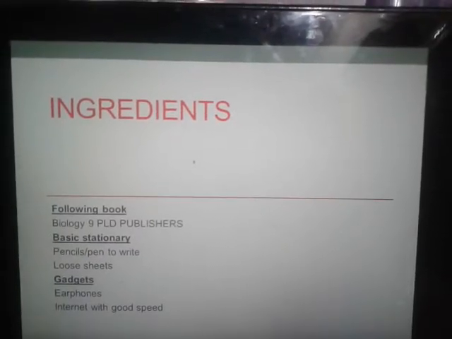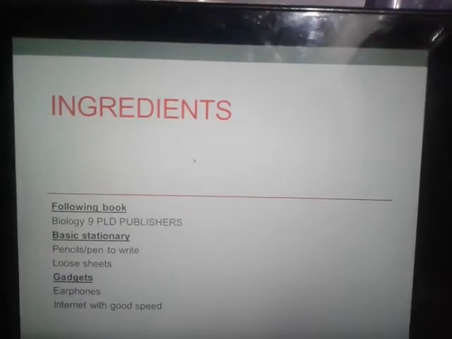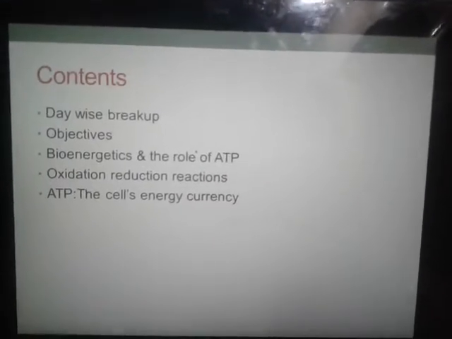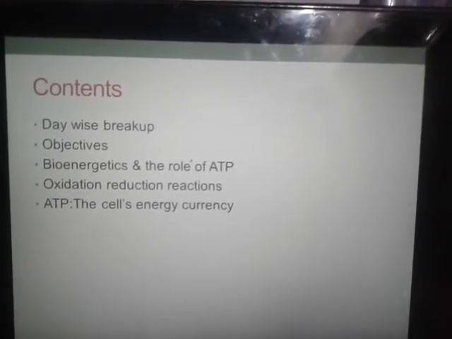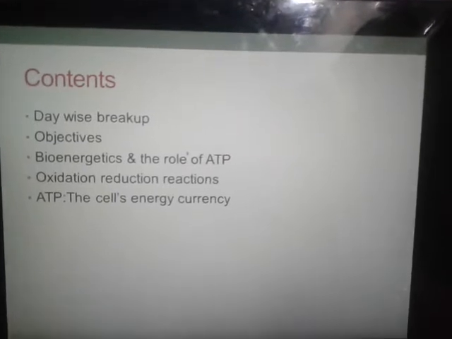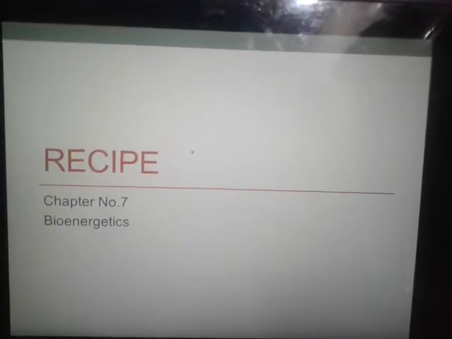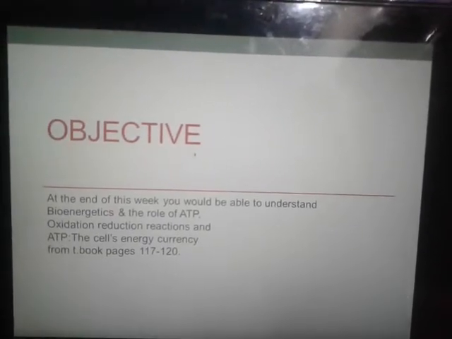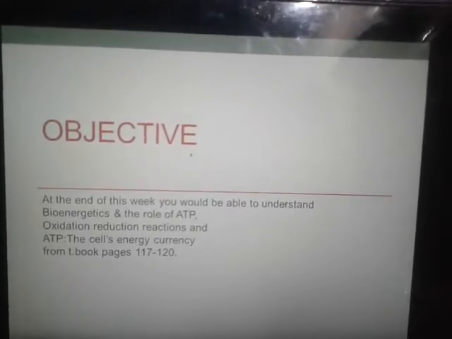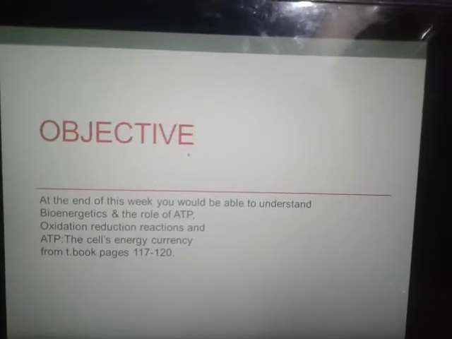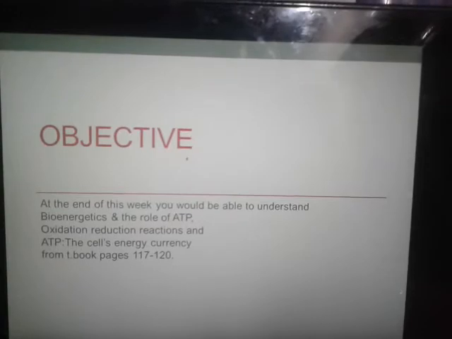You must have basic stationery, gadgets, and the Biology 9 PLD Publishers book. Contents include device breakup, objectives, bioenergetics and the role of ATP, oxidation reduction reactions, and ATP, the cell's energy currency. Chapter number 7, bioenergetics. Objective: at the end of this week you will be able to understand bioenergetics and the role of ATP, oxidation reduction reactions, and ATP the cell's energy currency from textbook pages 117 to 120.